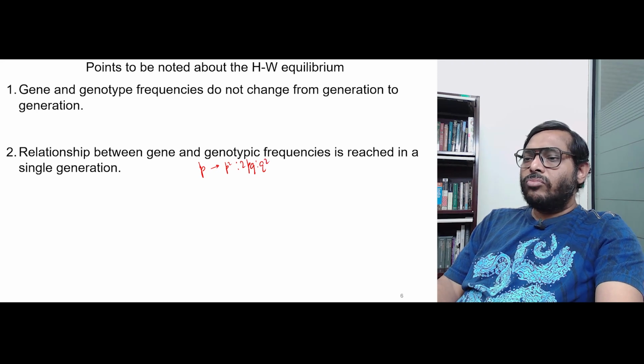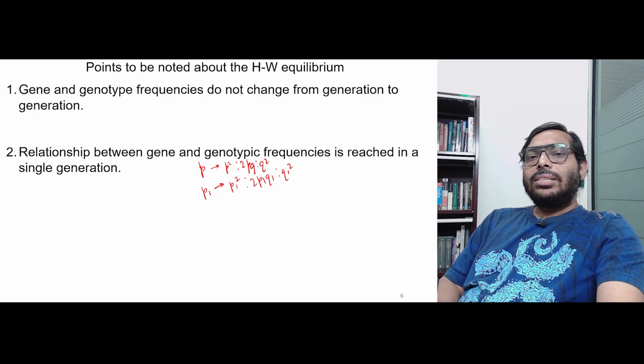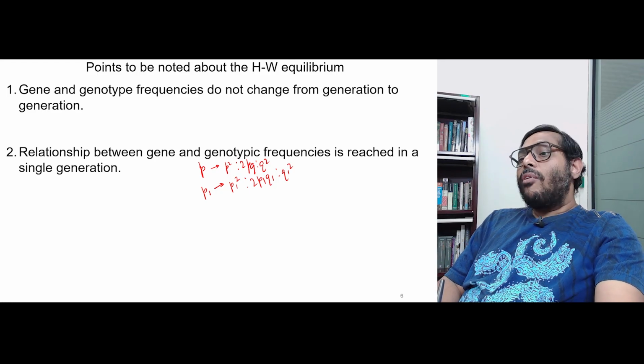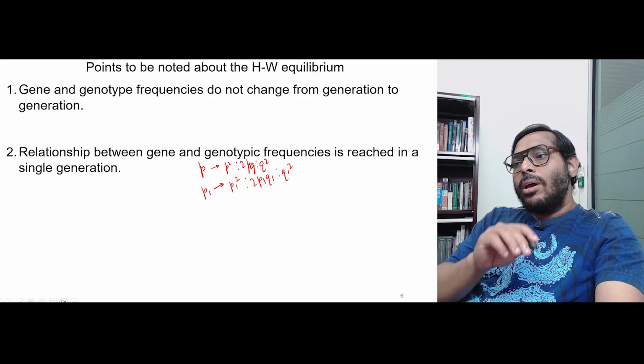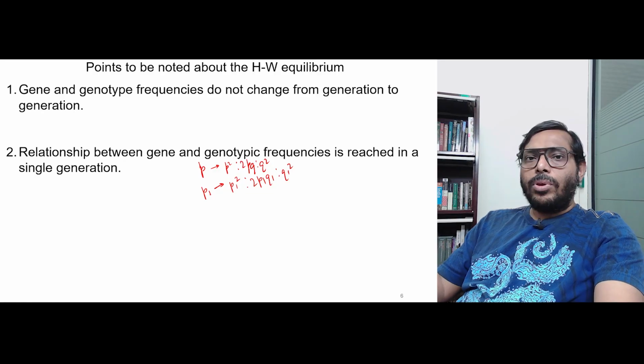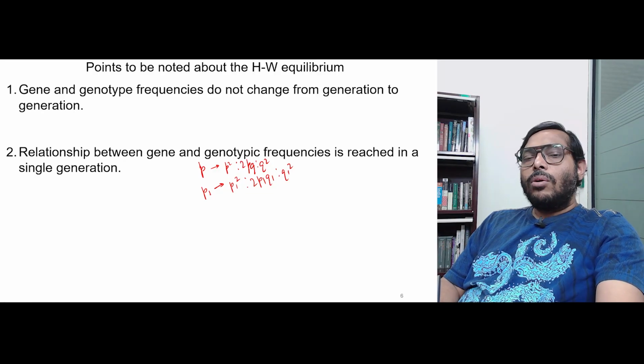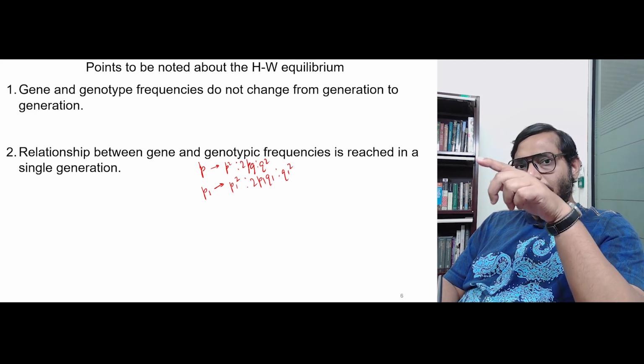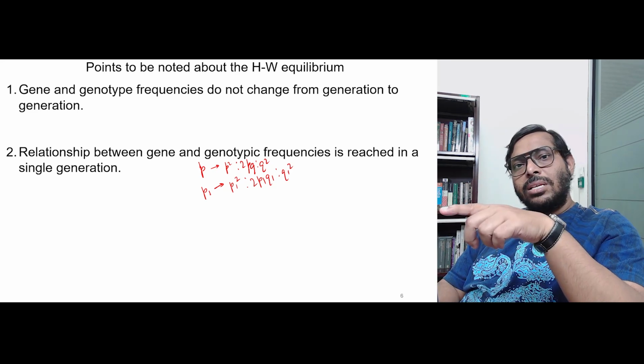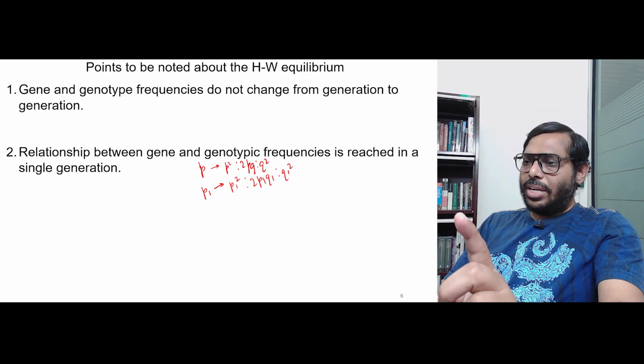Now, suppose for whatever reason the allele frequency of the first allele becomes p1, in which case you expect the genotypic frequencies to be p1 square, 2p1q1 and q1 square, right. So, the question that we are asking is how long will it take for the genotypic frequencies to go from p square, 2pq, q square to p1 square, etc. Now, it turns out that if it is a single locus case, then it will happen in one generation.